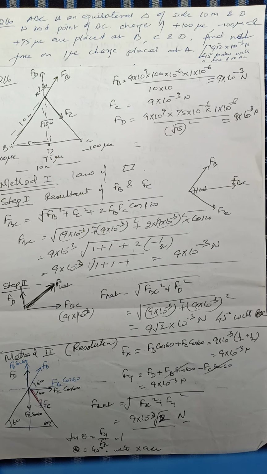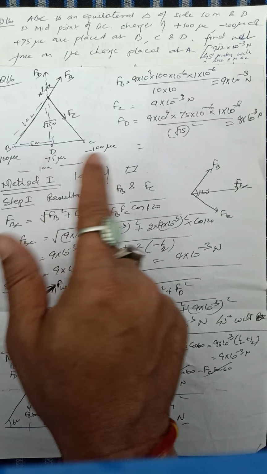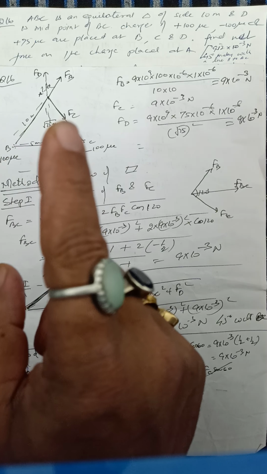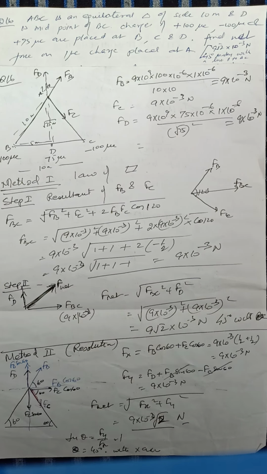So first we make the diagram. ABC is a triangle. D is the midpoint of BC. The charges 100, 75 and minus 100 are placed at B, C and D, and a 1 microcoulomb charge is placed at A. We have to find the net force on the particle placed at A. The particle placed at A will experience 3 forces.